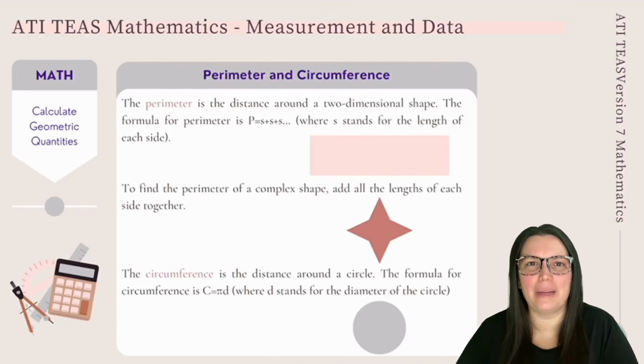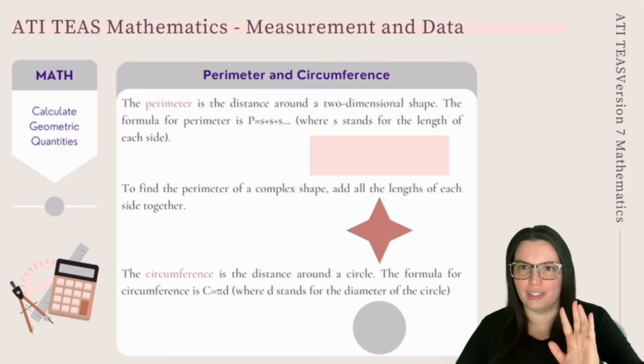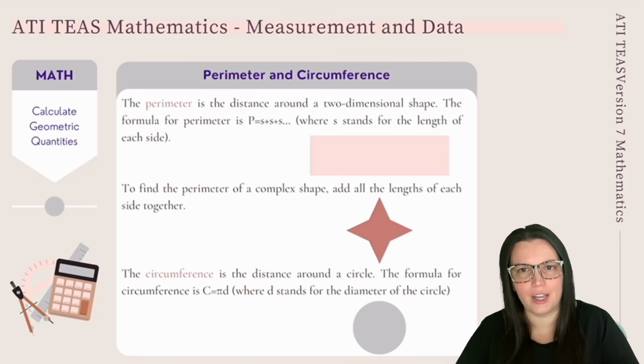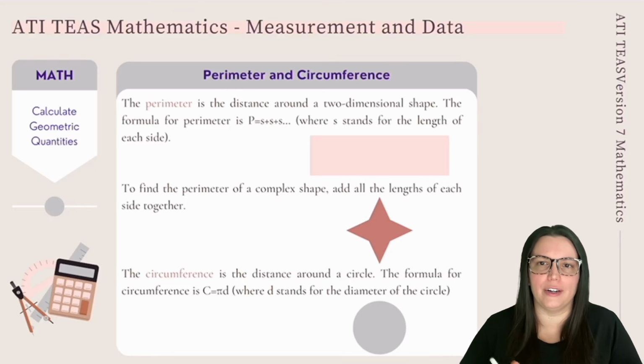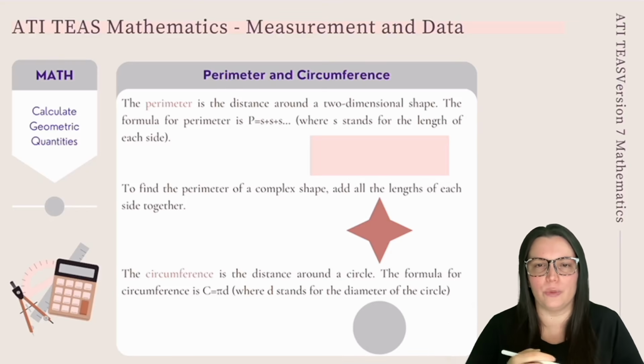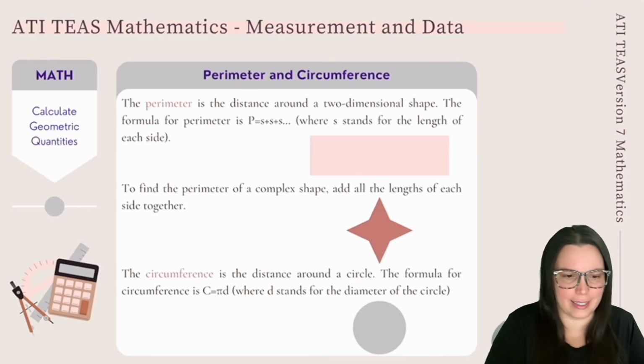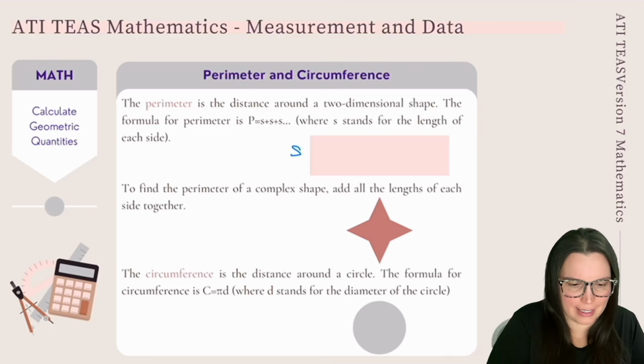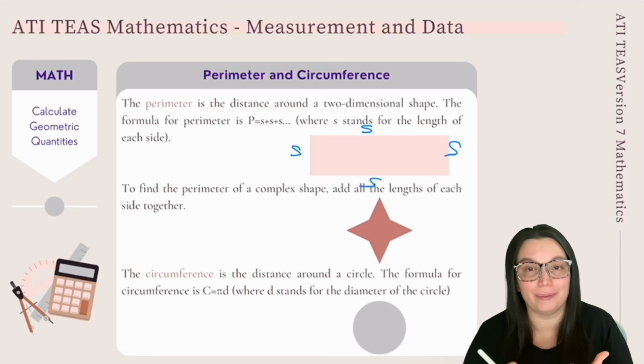All right, now we're going to start measuring some geometric quantities, right? And we're going to start with perimeter and circumference. So the perimeter is the distance around a two-dimensional shape, right? We're not looking at 3 dimensions yet, just two-dimensional shapes. The formula for a perimeter is P is equal to S plus S plus S, right? So we're just adding up all of the sides. So we would add up this side, this side, this side, this side, and that would give us our perimeter.